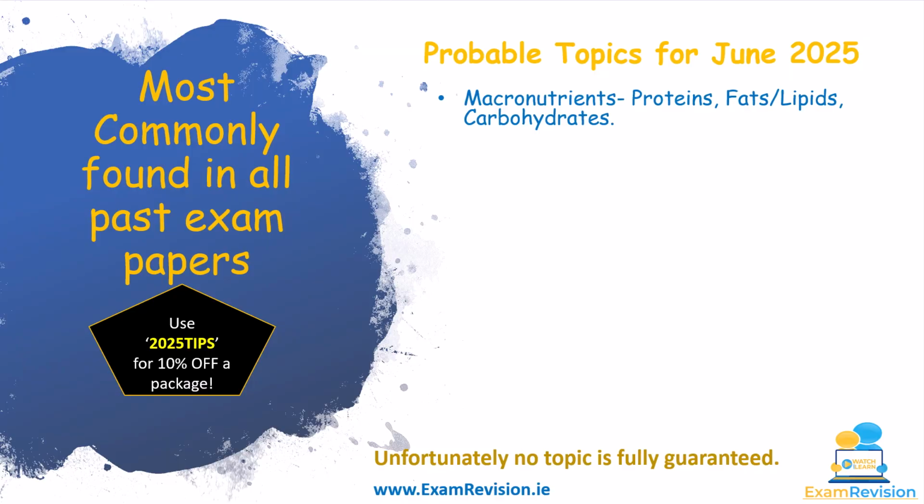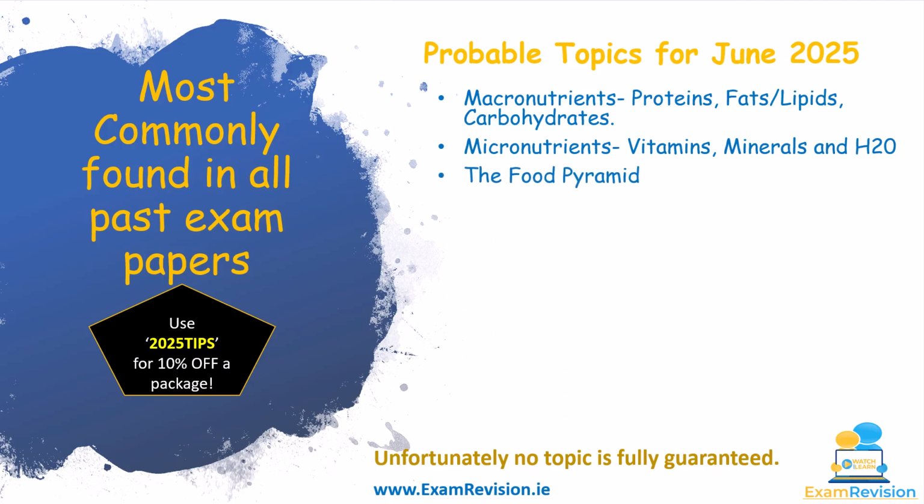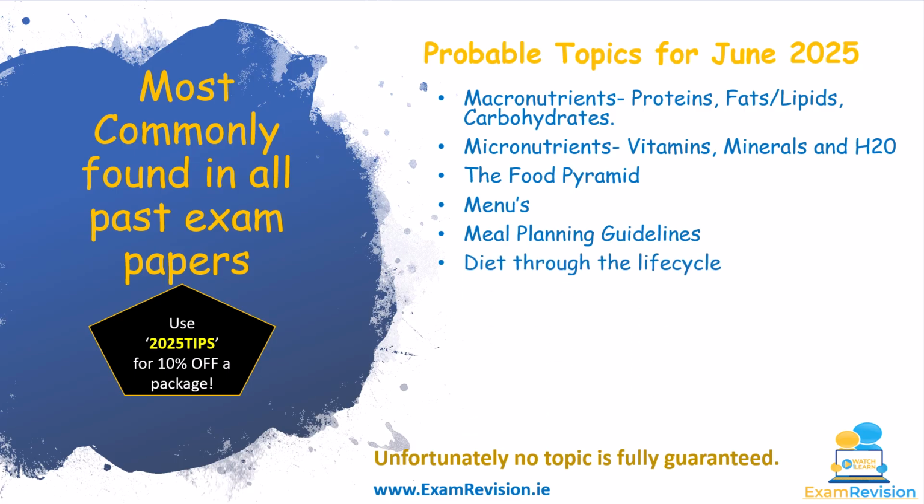So your macronutrients: you'll know that your macro and micronutrients are the foundations of home ec. With macronutrients, you're looking at your proteins, fats, also known as lipids, and your carbohydrates. With micronutrients, you're looking at vitamins, minerals, and water. Your macro and micronutrients can come up as a question by themselves or in combination as part of a question. The food pyramid, menus have come up the last 3 years. Meal planning guidelines, these are directly linked with your menus.